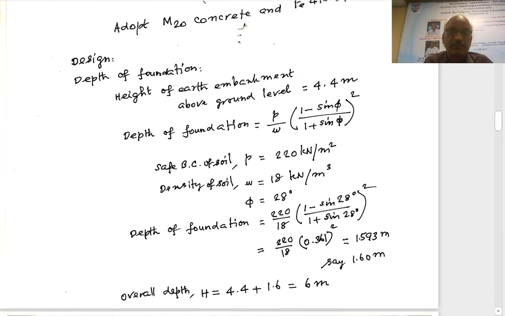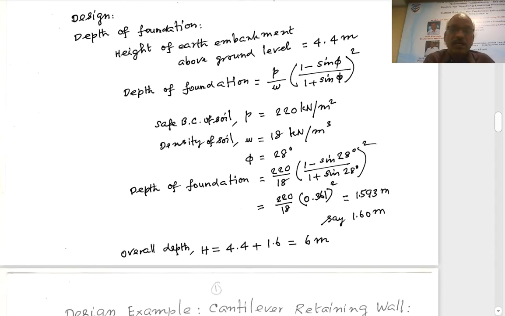Coming to the design, first we have to find out the depth of foundation. Depth of foundation is given by P by W into (1 minus sin phi by 1 plus sin phi) whole square. So P equal to 220, the safe bearing capacity is 220, density of soil is 18. So substituting the values, we get the depth of foundation equal to 1.6. Other things are only calculation, and phi is given as 28 degrees, right? So 1.6 meter. So that is the depth of foundation.